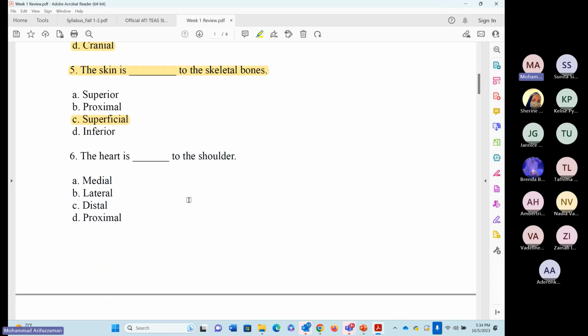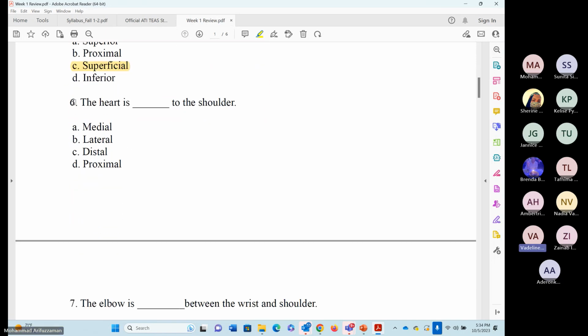The heart is... I think C or A. I'm going to say C. Okay. The heart is medial to the shoulder. Yes, correct, medial. Medial means towards the midline. Good.